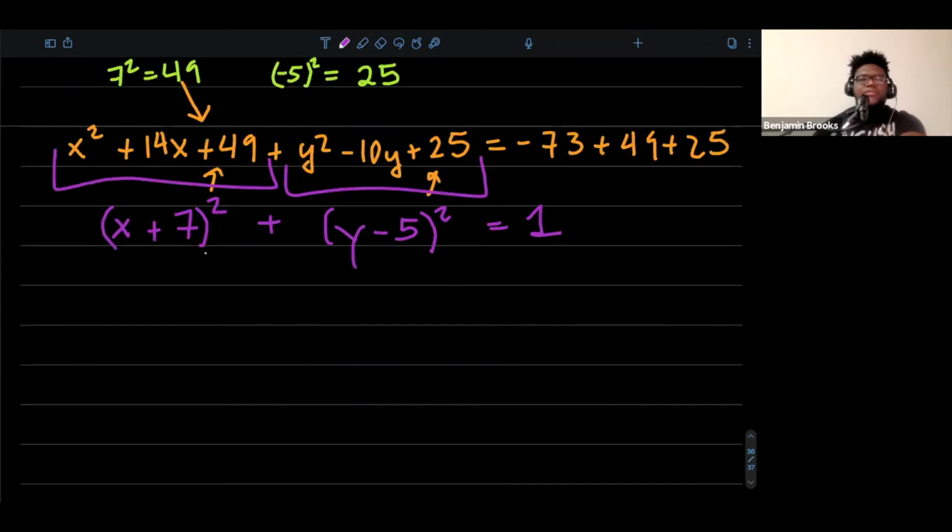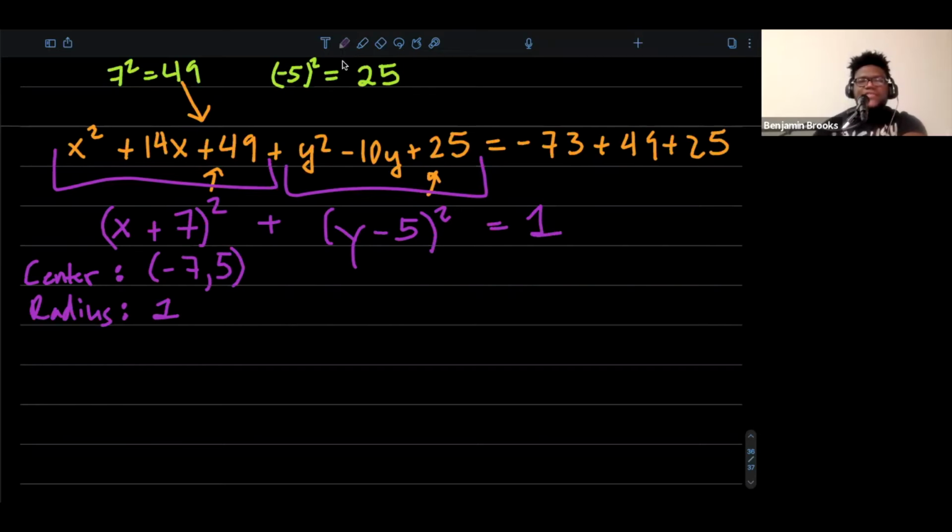And now, if I ask you what the center and radius is, we can see quite easily that the center's at negative 7, 5. We can see that the radius is 1. And we can even determine our x and y intercepts from this too, right? Because remember, an x-intercept occurs when y is equal to 0. The y-intercept occurs when x is equal to 0.